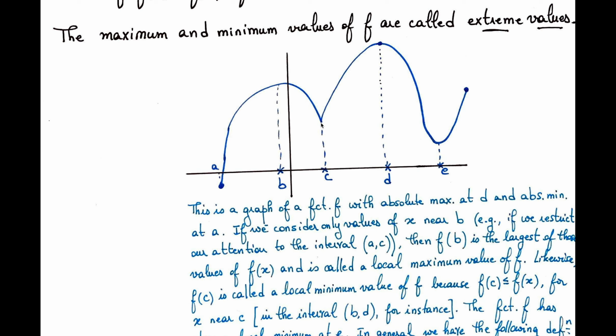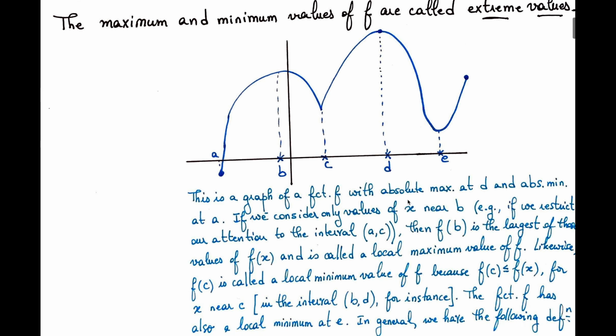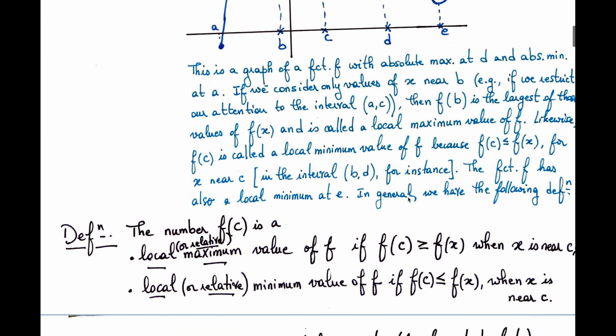And similarly for c or e, f of c and f of e are local minimum because in a neighborhood of c, for example, think about bd as this interval, bd is a neighborhood of c. Throughout this interval, f of c is the lowest value the function can reach. So it's going to be referred to as the local minimum. Similarly for e. Okay, so this is the discussion here. You can read it on your own.